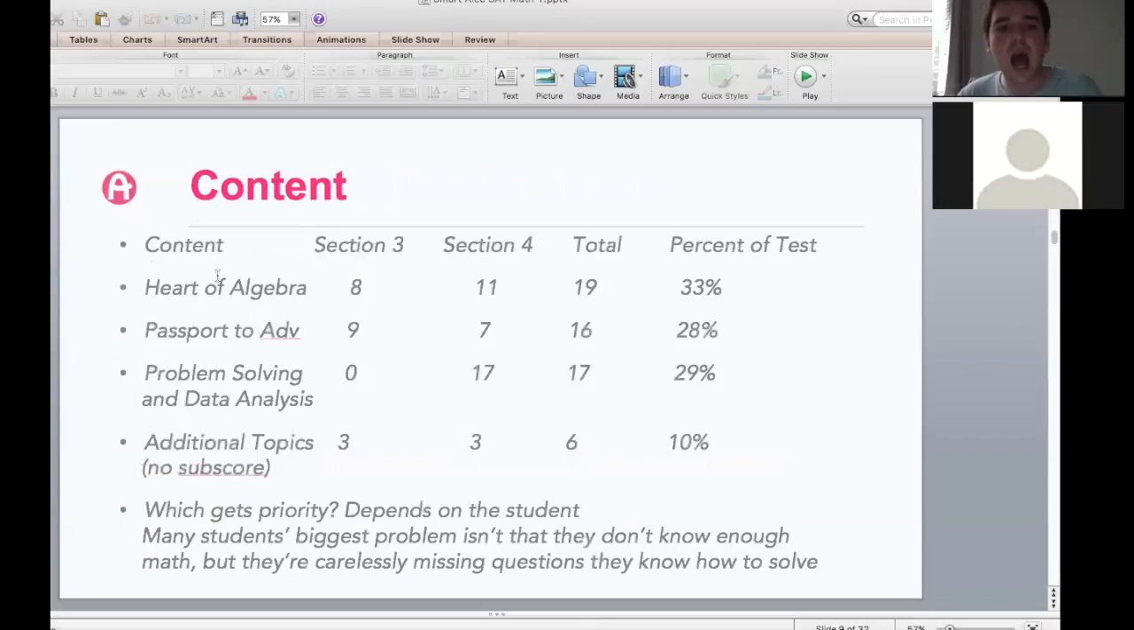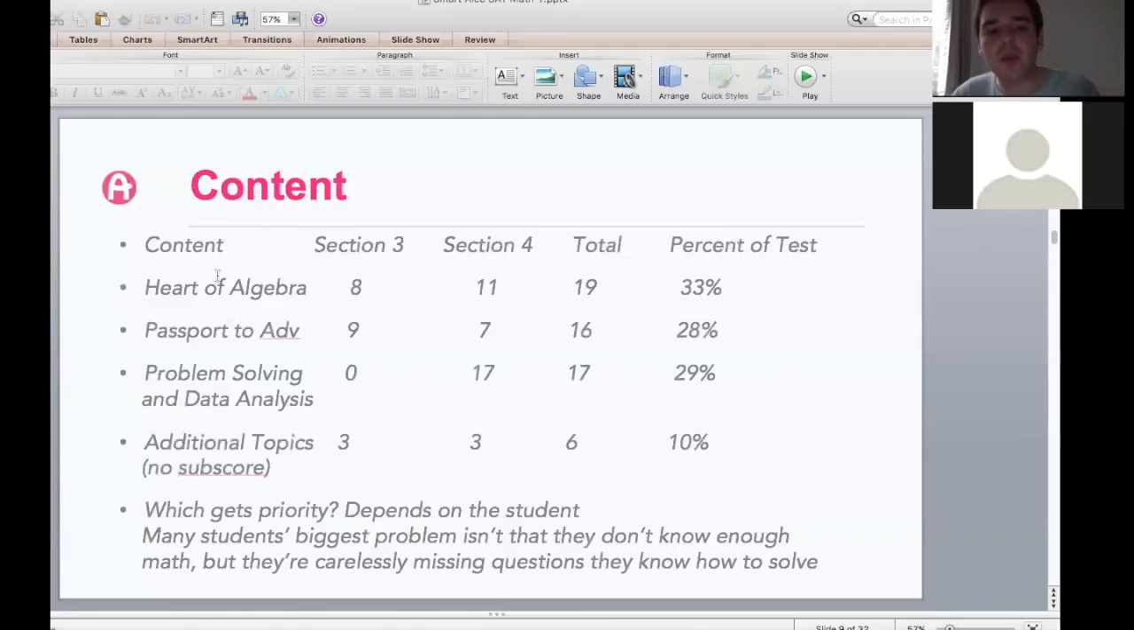In terms of content, the SAT has these sort of bizarre, unnecessary section headings, and they are Heart of Algebra, Passport to Advanced Math, Problem Solving and Data Analysis, and Additional Topics. You'll notice that the first 3 provide a subscore, and you'll likely see these on your diagnostic tests as well. And the majority of the test is Heart of Algebra, which is 33%.